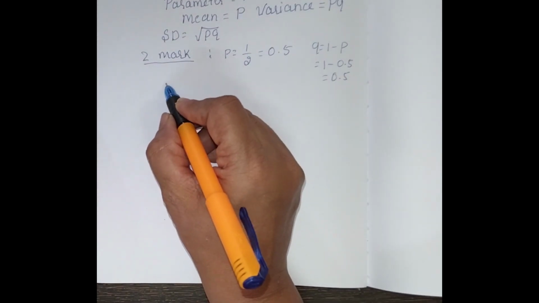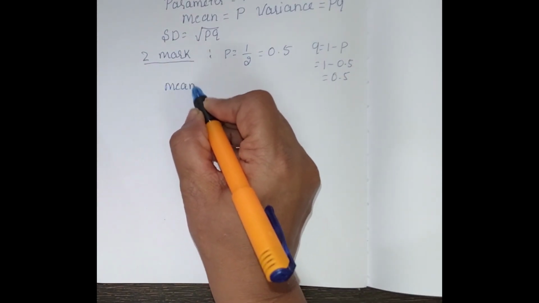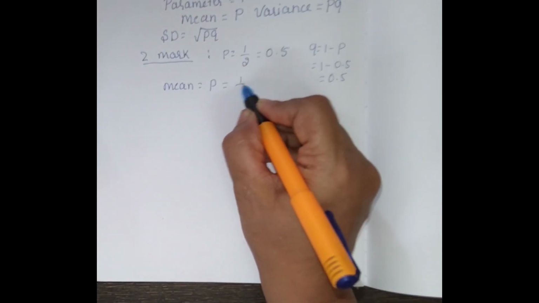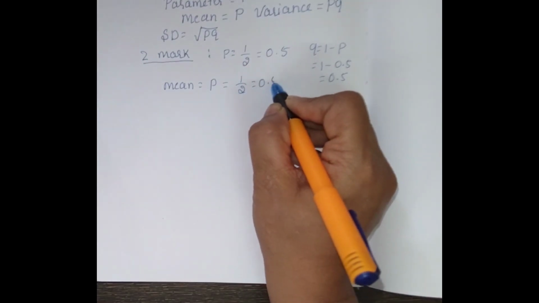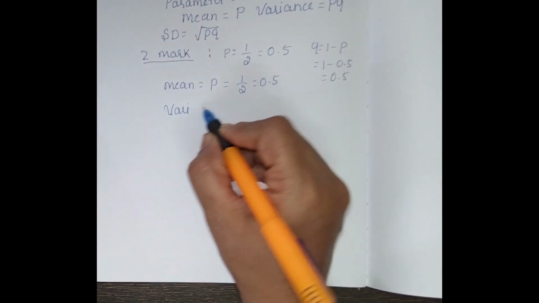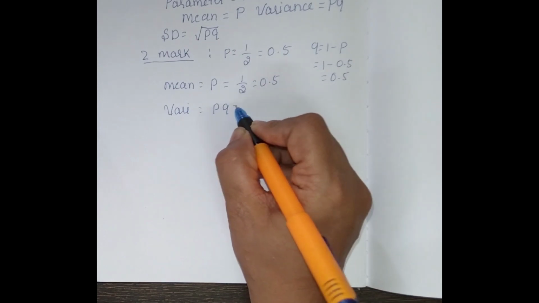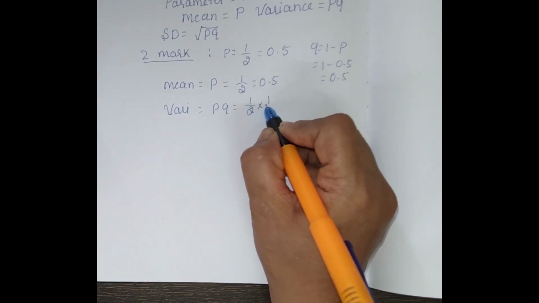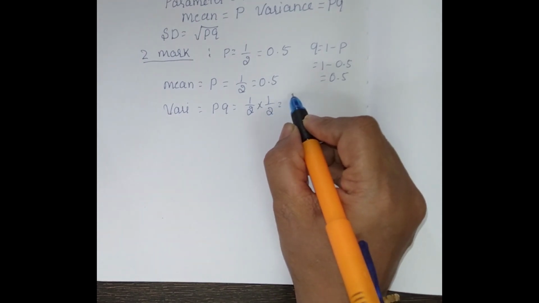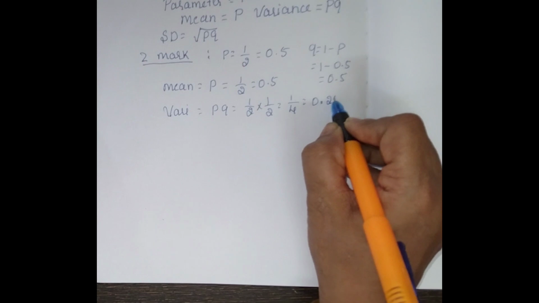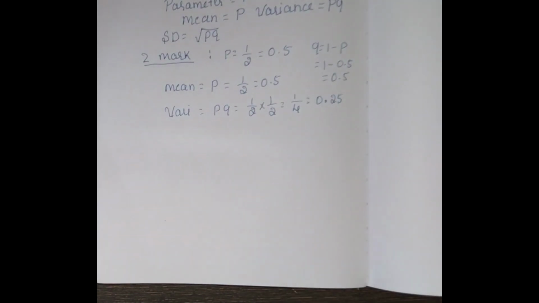Then you have to write the mean. The mean is equal to p, you must mention it. That is equal to 1 by 2, or otherwise you have to write it as 0.5. Then variance is equal to p into q, that is equal to 1 by 2 into 1 by 2, that is equal to 1 by 4, that is 0.25 is the answer. This is the variance.